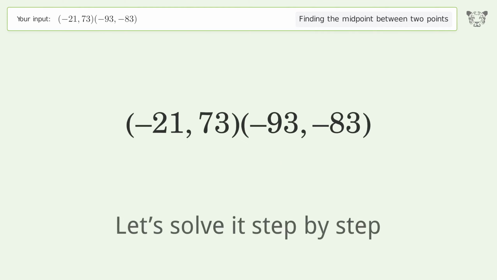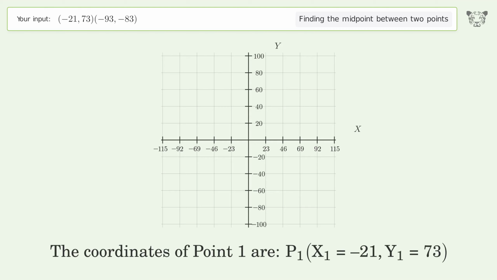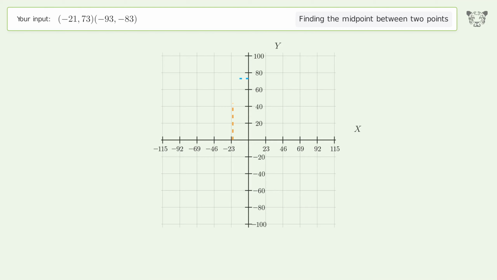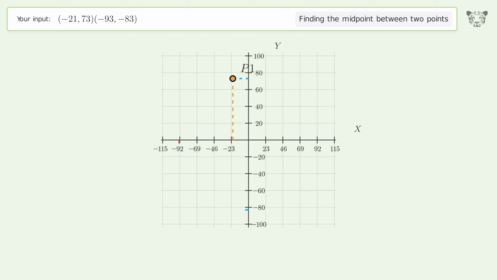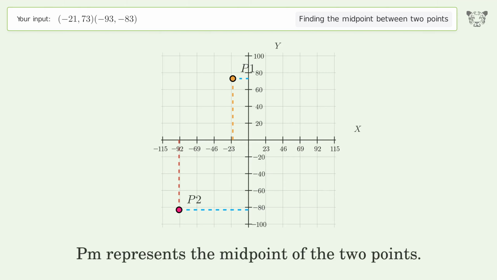The coordinates of point 1 are, x1 equals -21, y1 equals 73. The coordinates of point 2 are, x2 equals -93, y2 equals -83. PM represents the midpoint of the 2 points.